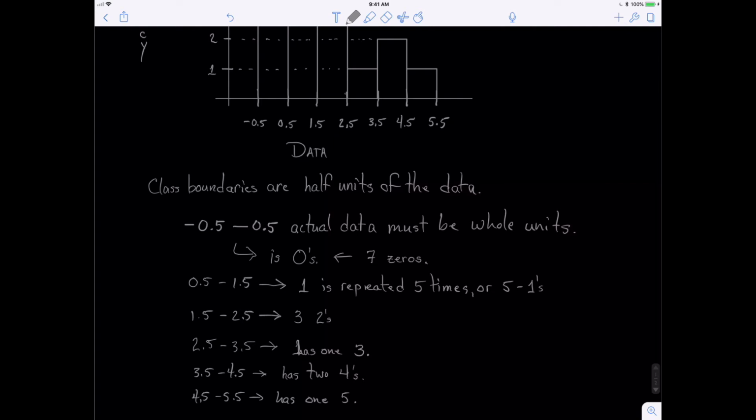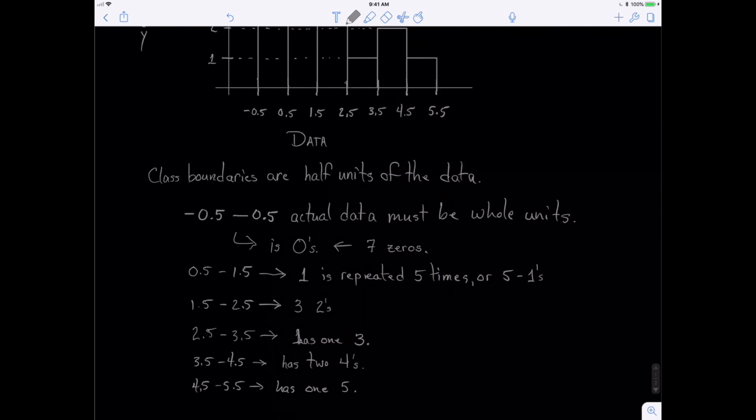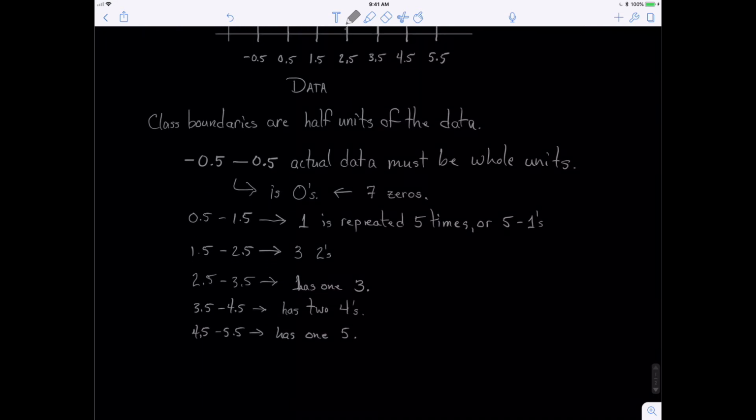Now, there's a few different ways that you can approach this, and we're going to go through all of those. One way we could do this is simply write out the data set. We actually know it now. Here's what it would look like, in order. It has 7 zeros: 0, 0, 0, 0, 0, 0, 0. Then the ones are repeated 5 times: 1, 1, 1, 1, 1. Then I have 3 2's: 2, 2, 2.